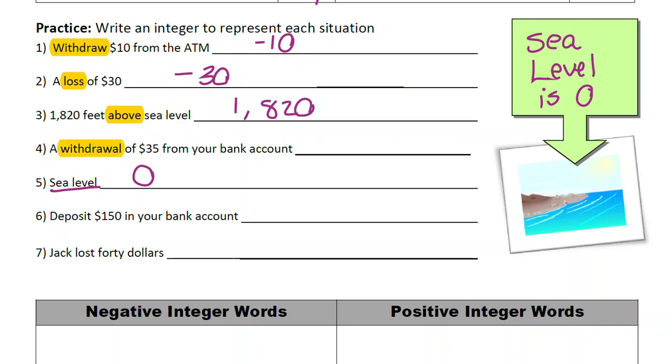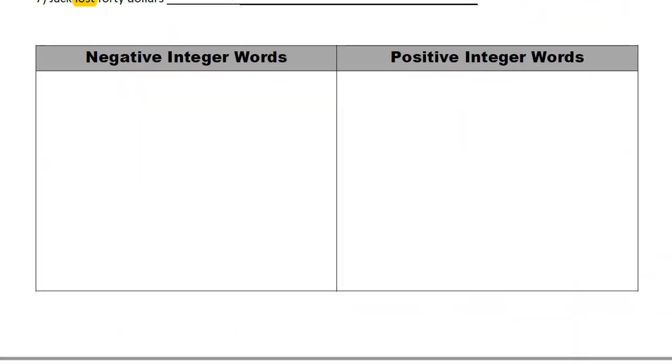So for number 4, you have another withdrawal. So that's -$35 in your bank account. You had to pay somebody. A deposit. Now, a deposit might have tripped you up. That's actually a positive number. And the way I remember that is deposit means depositive. So deposit is a positive number. You can kind of flip the sound of the word and say depositive. And then the last one, Jack lost $40. So that's a -40.